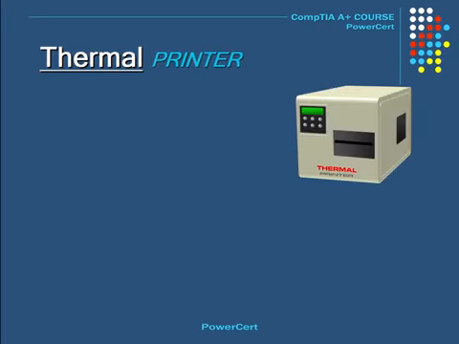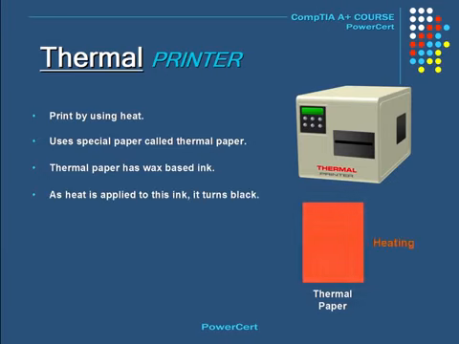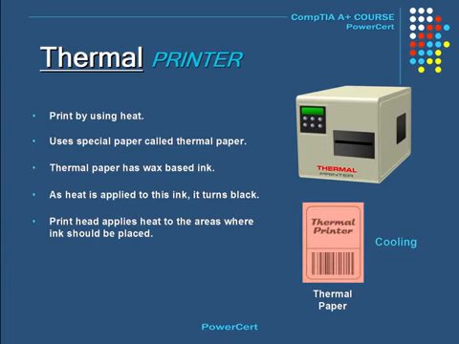Another non-impact printer is called a thermal printer. Thermal printers print by using heat. Thermal printers use special print paper called thermal paper, and on this thermal paper is wax-based ink. And when heat is applied to this ink, it turns black. So in a thermal printer, the only thing the printhead does is apply heat to the areas where the ink should be placed. Then, when the ink is cooled, it becomes permanent.